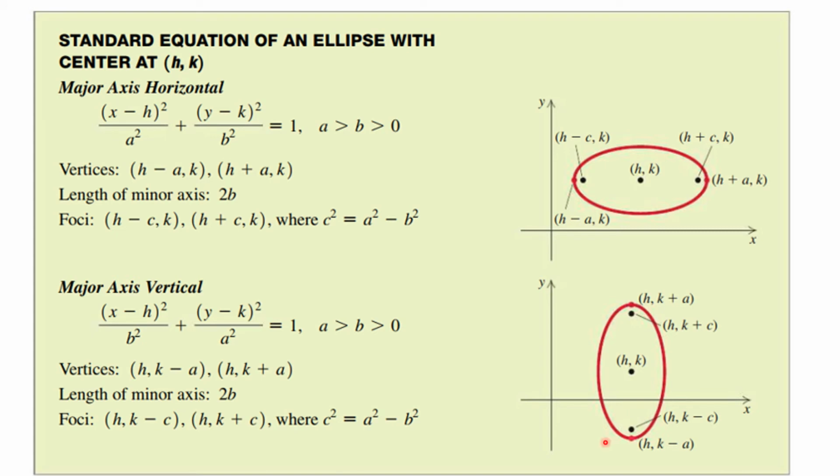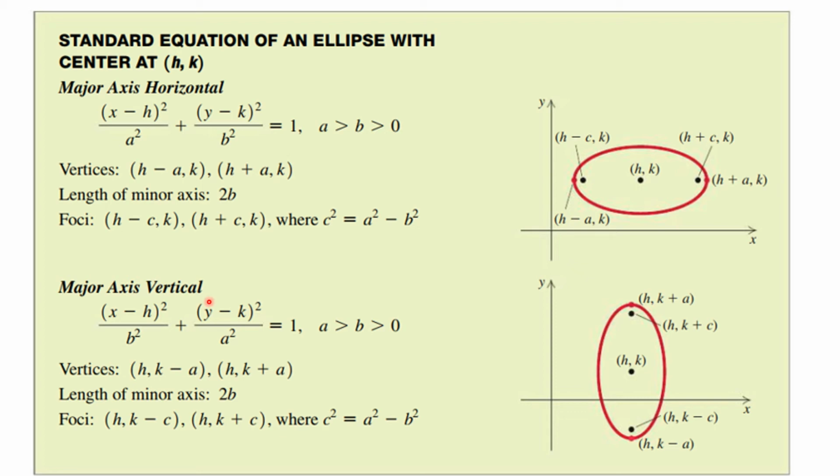Now, we certainly could shift these things. Instead of having the center at (0, 0), we could have the center at (h, k). And if you look at that, you see that everything works the same way, but the equation is going to be, for a horizontal major axis, where a is bigger and is under the x, (x minus h) whole squared over a squared plus (y minus k) whole squared over b squared is equal to 1.